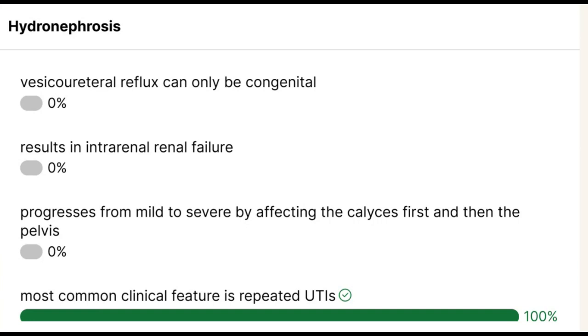Most common clinical features is repeated UTIs. Yes, this is true because you can imagine there's retention of urine and that can predispose to UTIs. If there are no questions, we can move on.